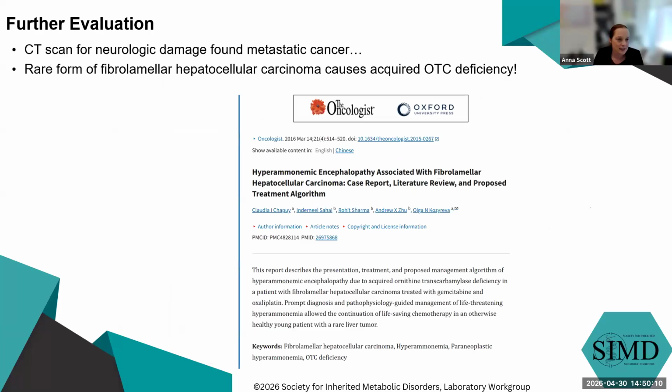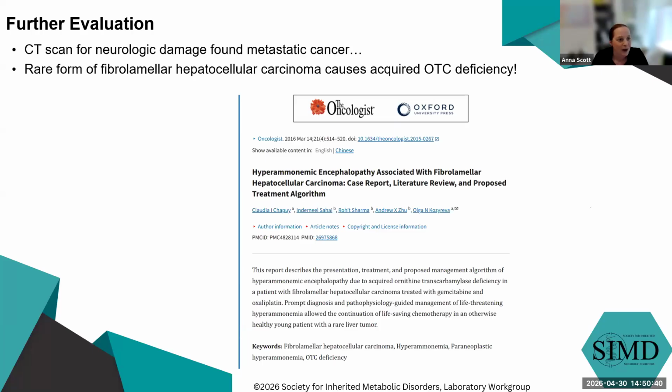Care team did a CT scan looking for neurologic damage after the persistent elevation of ammonia, and they found raging metastatic cancer throughout his torso, in the lungs, all over the liver. And there are a number of case reports and little series that describe an unusual form of, I'm not going to say that right, hepatocellular carcinoma that causes an acquired OTC deficiency.